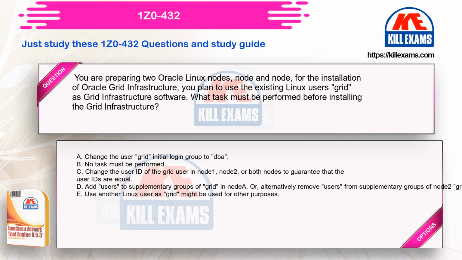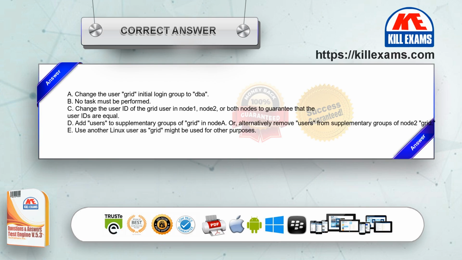Option D. Add users to supplementary groups of grid in Node 1, or alternatively remove users from supplementary groups of Node 2 grid. Option E. Use another Linux user as grid might be used for other purposes. The correct answer is option C.